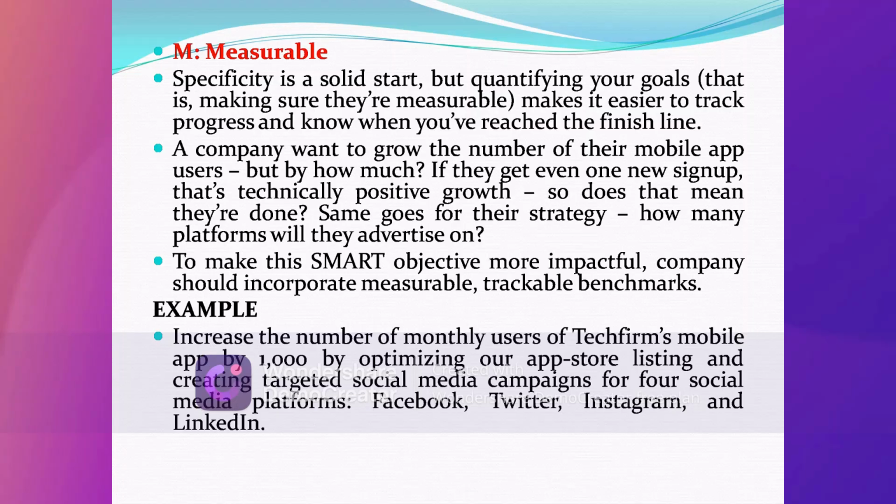So all these things have to be, like in this example you just see, the tech firm mobile app by 1000. So we have a clear quantified number: increase monthly users of the app by 1000 by optimizing. Whatever you are doing may be different, but you have to specify the increase. You are not just telling that you have to increase the number, because again it is not clear. It seems to be abstract. It seems to be unclear. So in this case, what you have told is that you want to increase the number.